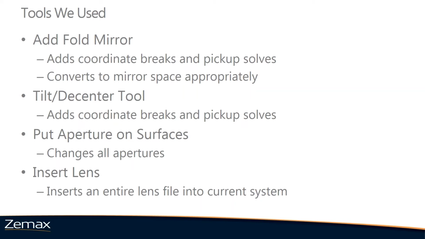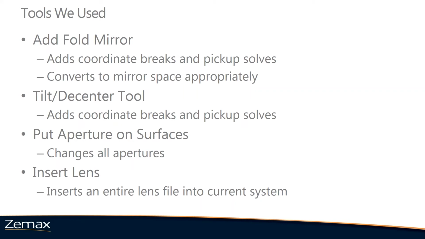We use the Put Aperture on Surfaces tool, which gives us a whole bunch of options to change all of the apertures. We used it to set all of the apertures to maximum solve, which just fixed all of the semi-diameters in our configurations. And finally, we use the Insert Lens tool, which lets you put an entire different lens file into your current system. And that can save you a lot of time just in trying to model something that you've done before in that new system.